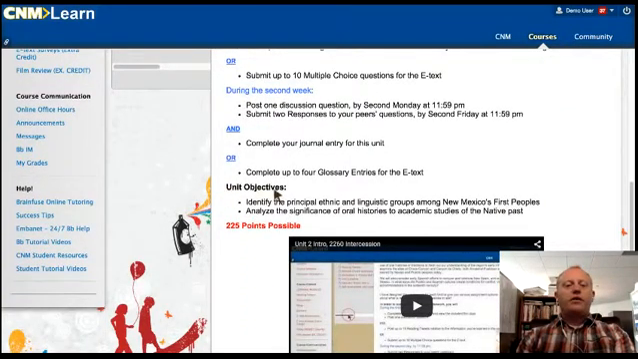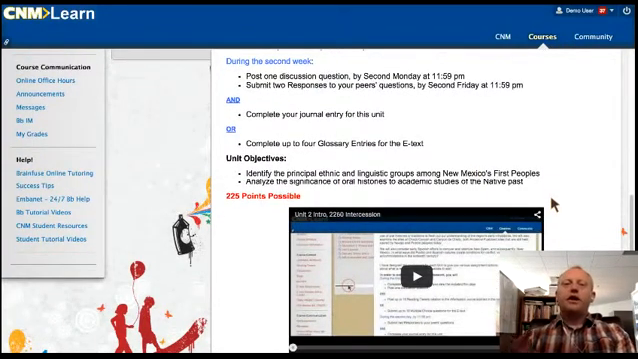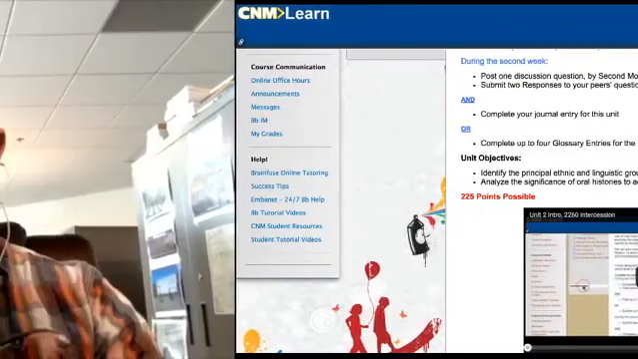Then below you'll have the unit objectives. So these are the kind of content objectives that we're looking at this unit in terms of what we're covering about New Mexico's first peoples and the early stages of contact and conquest. So that's just a broad overview of how to navigate our class and what is required during each unit. So I hope that you find that helpful.